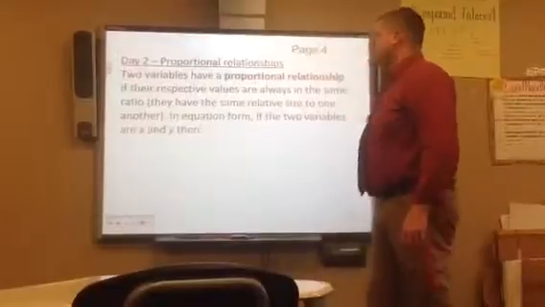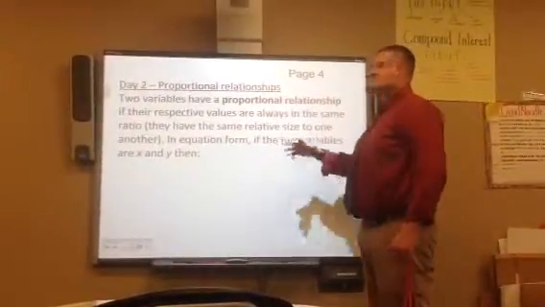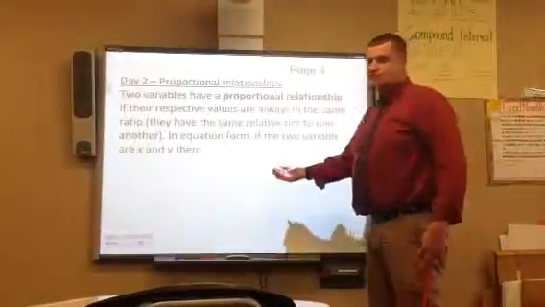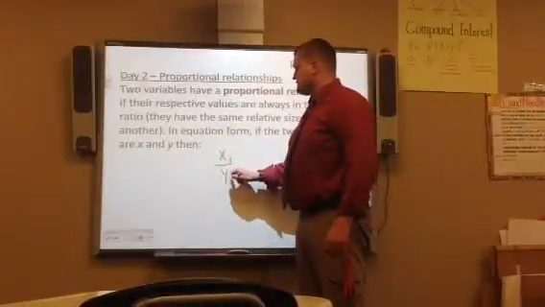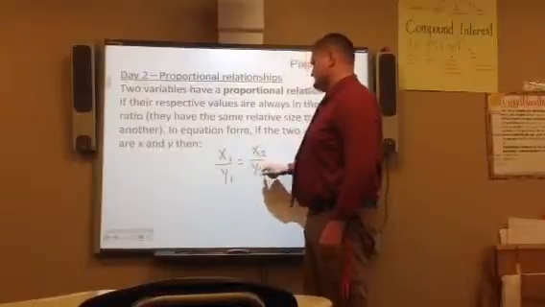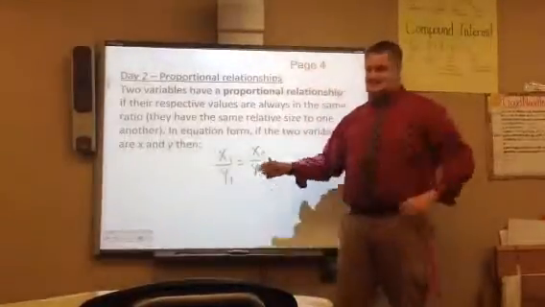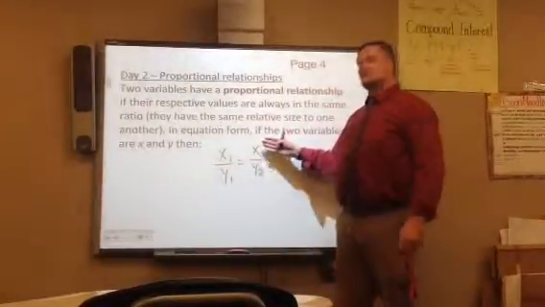Two variables have a proportional relationship if their respective values are always in the same ratio, which means they have the same relative size to one another. In equation form, we can write this as x1 over y1 is going to equal x2 over y2. All it means is the first relationship would be x1 on top, y1 on bottom. The second would be x2 on top and y2 on bottom.